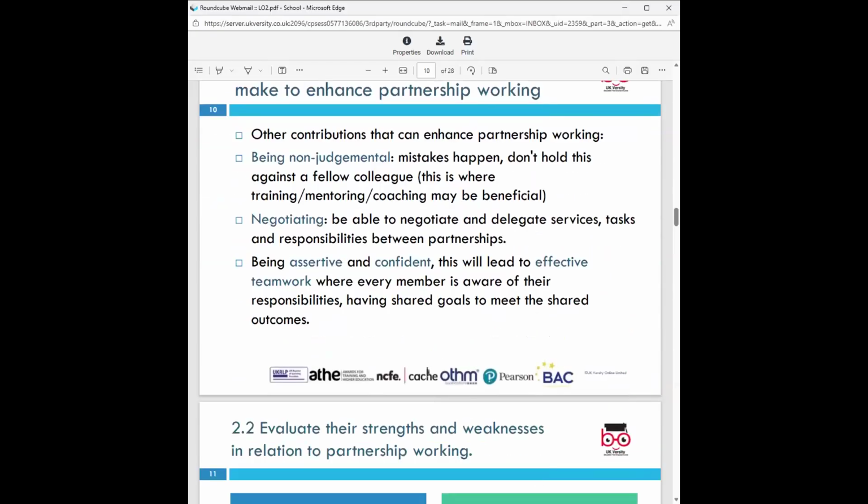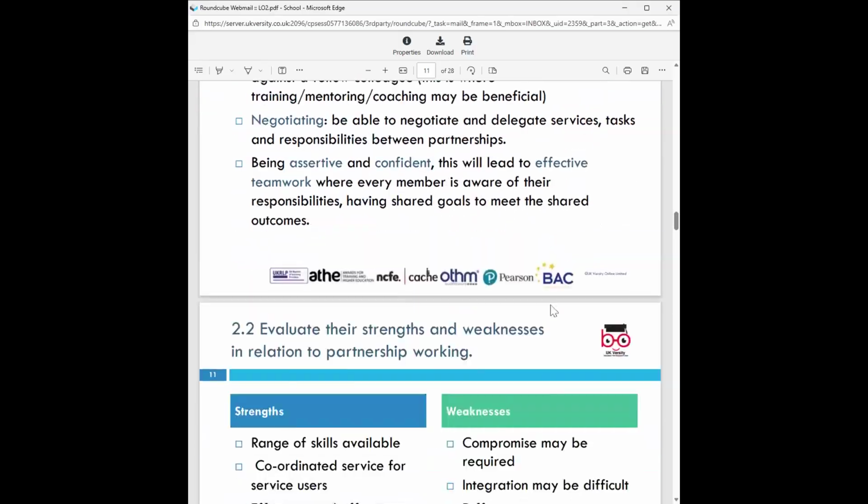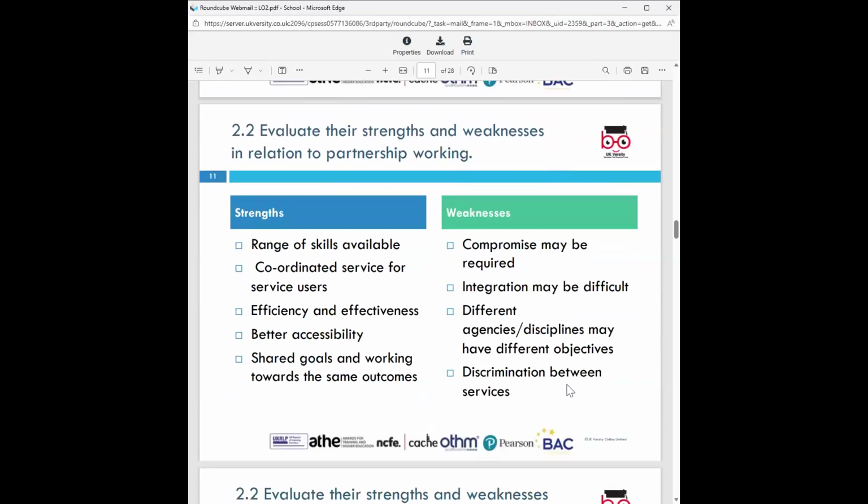Also, being non-judgmental. It's really important that we're not judgmental. Everyone makes mistakes, and we need to provide training and coaching for that person and not be judgmental. Negotiating, so being able to negotiate tasks with partnerships, being assertive, being confident, and working in a team is really important. 2.2, evaluate their strengths and weaknesses in relationship in partnership working.